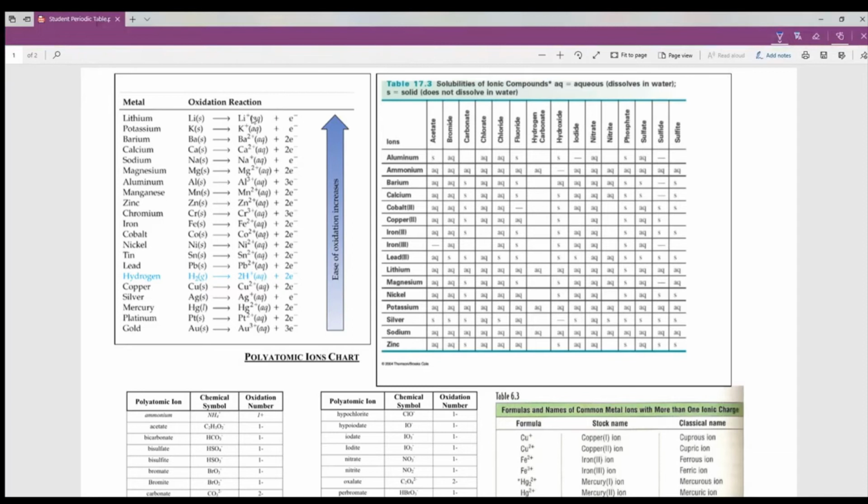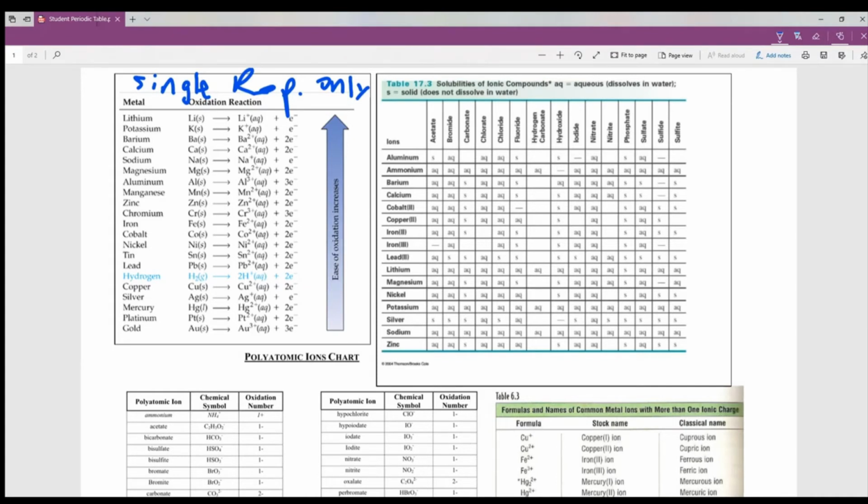So, can we type on this? No. So we're just going to write single replacement only. Okay, this is for single replacement only, and you need to use this.